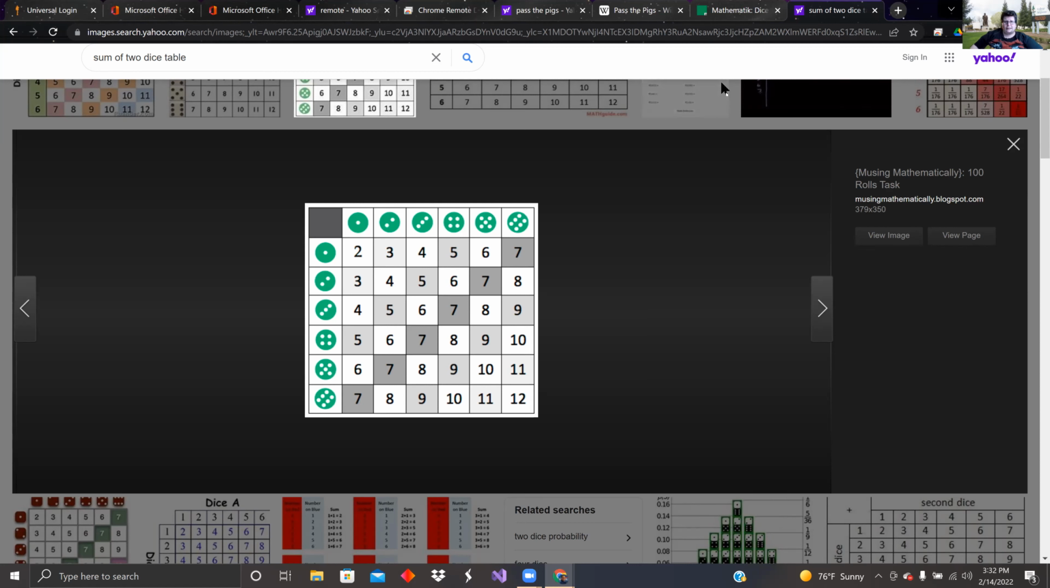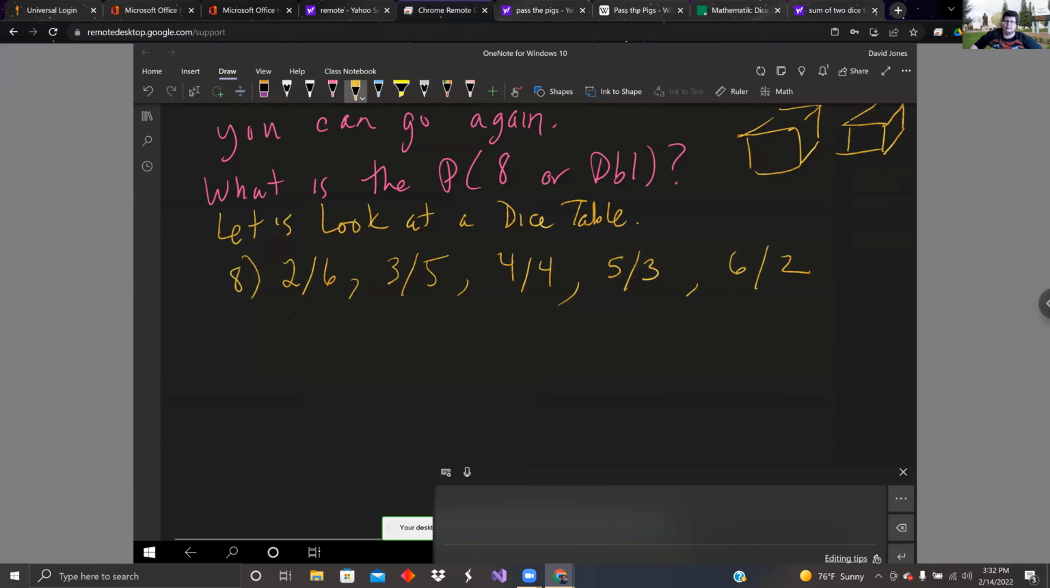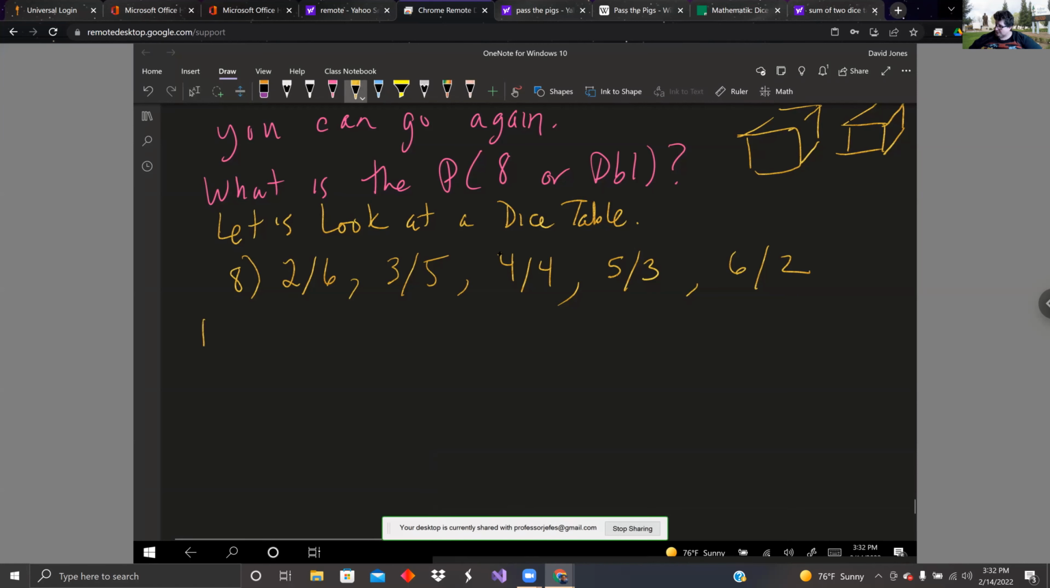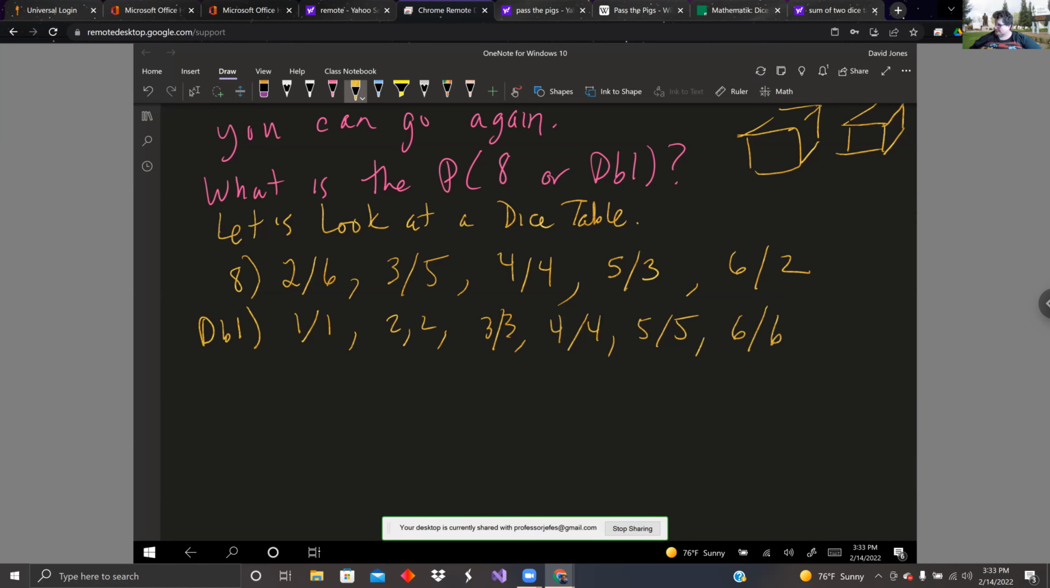So I am writing them like this real quick. I'm writing the dice outcome like that. And I could do the doubles without going back to it. Doubles, the dice have to be identical, which is 1 1, 2 2, 3 3, 4 4, 5 5, or 6 6.